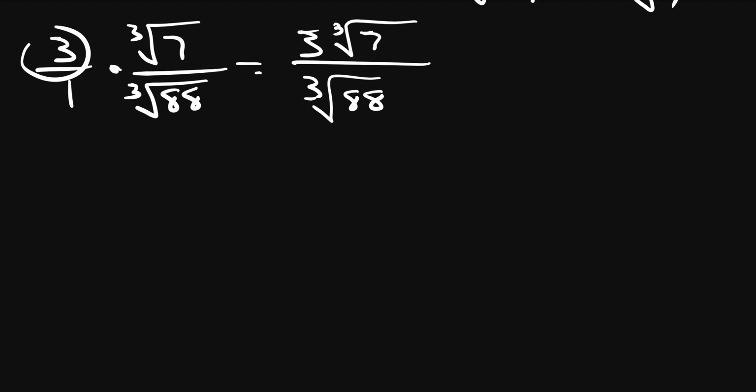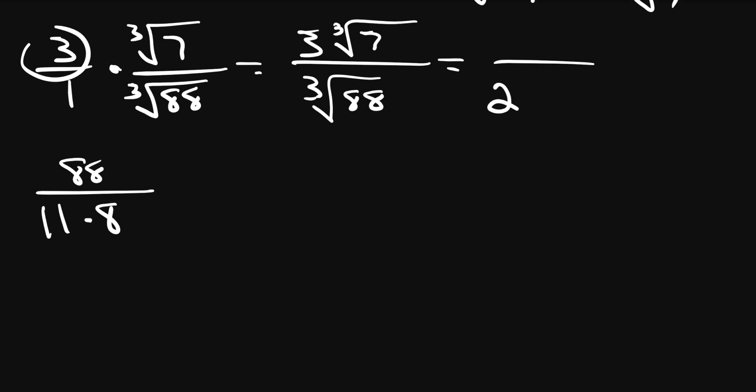So first let's take this 88. What do I want? The cube root of 88. Well, that looks like it's 11 times 8, and I know that the cube root of 8 is 2. Cube root of 8 is 2. So this denominator now is going to become 2 times the cube root of 11, and my top will stay the same as 3 times the cube root of 7.